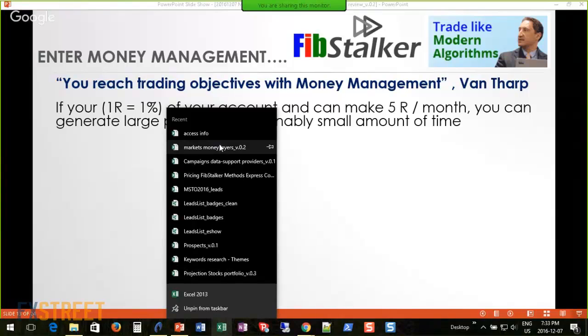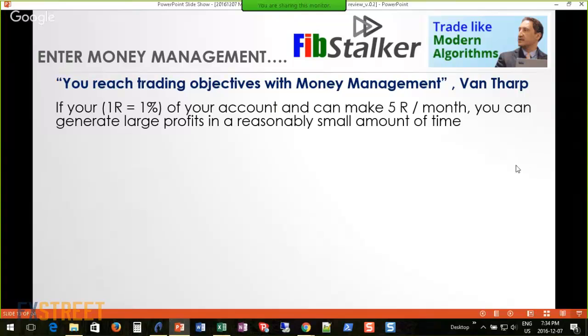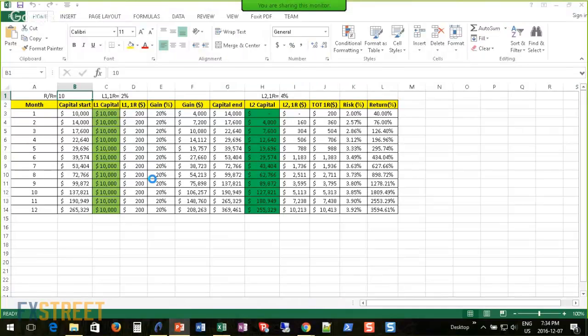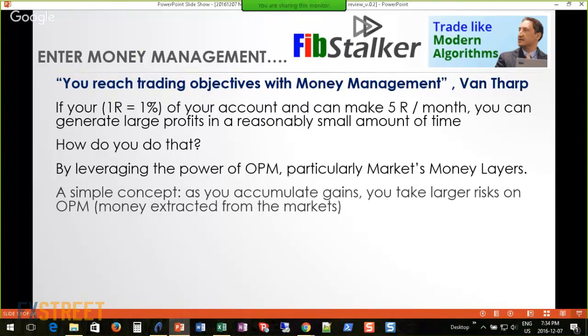And I'm going to show you some of the techniques here. But before I get into those, I want to continue here and talk about the concept first. Okay, so how do you do that? And we'll get into the numbers in a moment here. You do that by leveraging the power of other people's money, particularly a technique that I learned from Van Tharp called market money layers. Very, very simple. It's not as risky as other techniques, Kelly criterion and optimal F, and you name it. The concept is very, very simple.